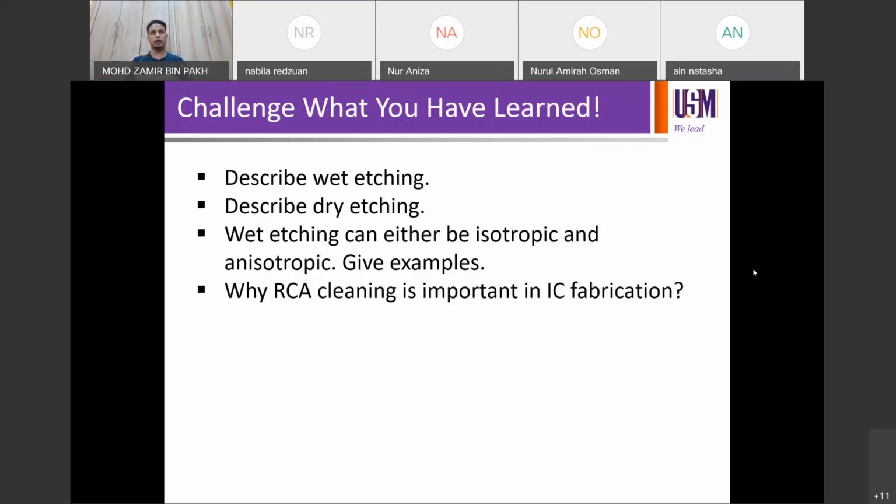You can also describe isotropic. What does it mean? What are the examples of chemicals that can do isotropic? If there's anisotropic as well, what are the examples of chemicals for anisotropic and how does it look as far as the textures or features on the surface are concerned? Right, done. So next one, describe dry etching.